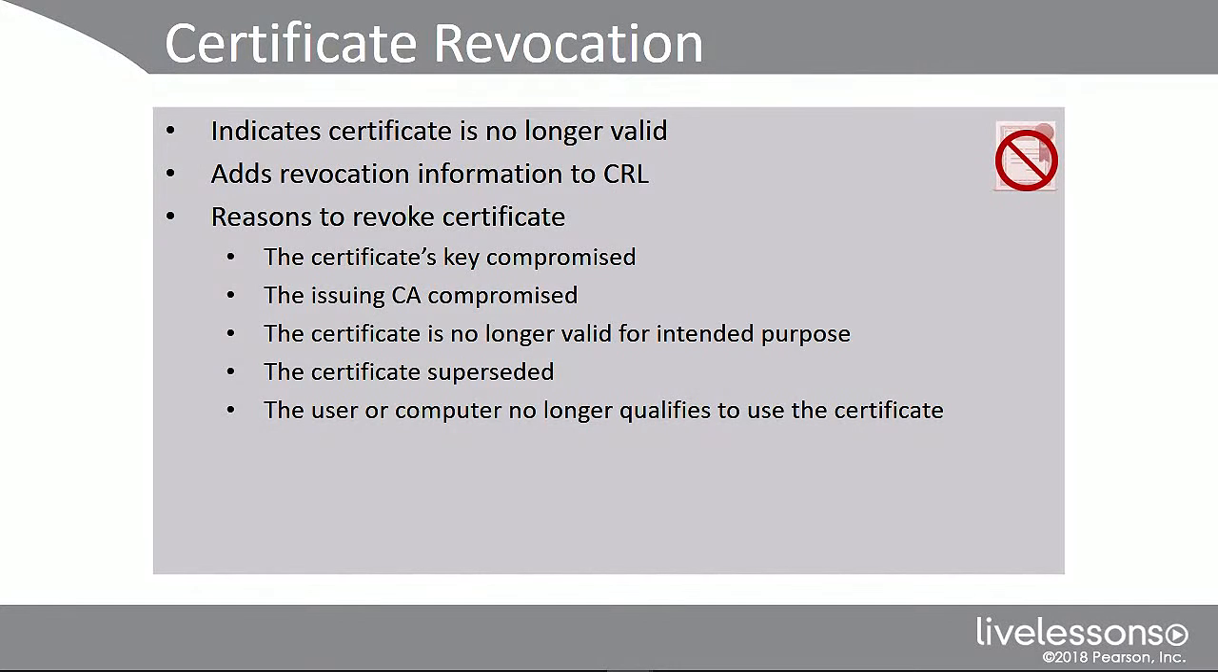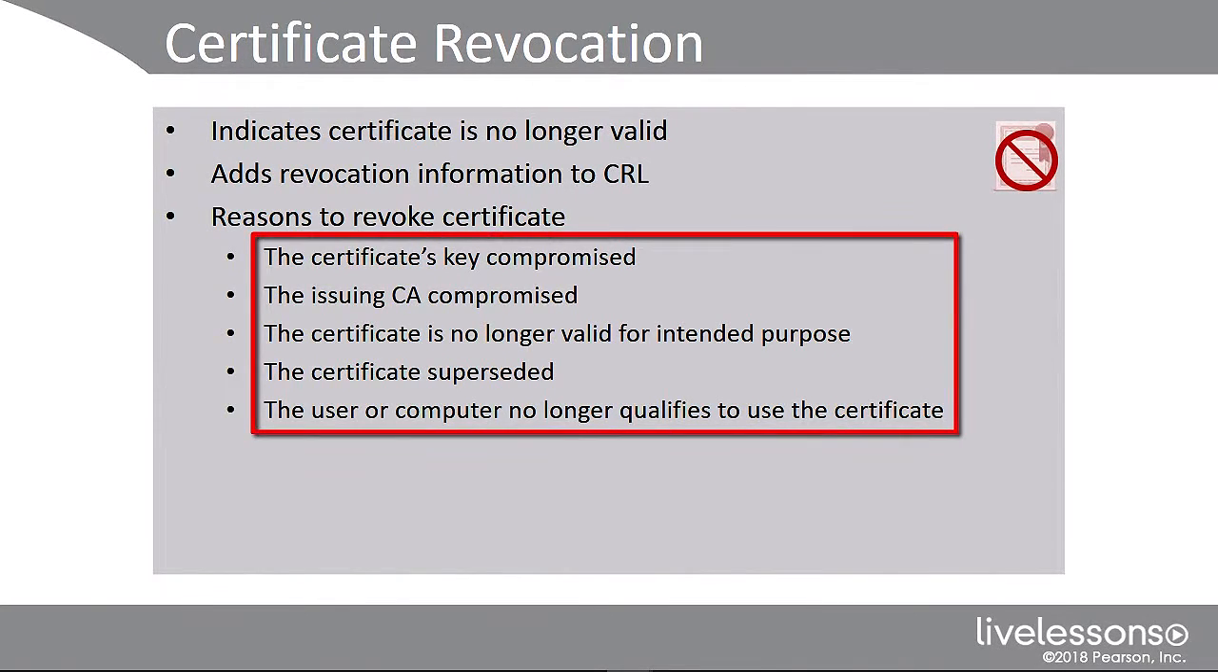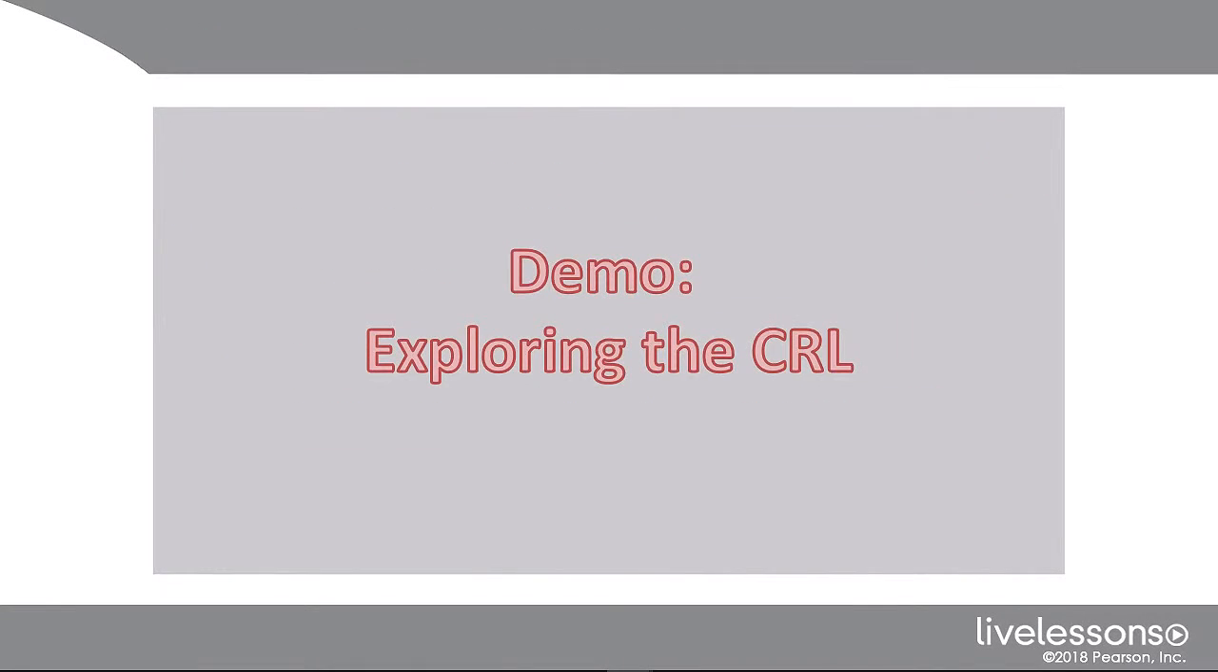Certificate revocation, or CRL, is when I want to indicate that a certificate is no longer valid. This is going to add this certificate information to the CRL. Why would I want to do this instead of letting it expire using the validity date? Well, maybe the certificate's key was compromised, the issuing CA was compromised, the reason the certificate was created is no longer valid, a certificate was superseded, or lastly, the user or computer no longer needs that certificate, so we can revoke that certificate. Let's jump back out to our live domain controller and explore the CRL.